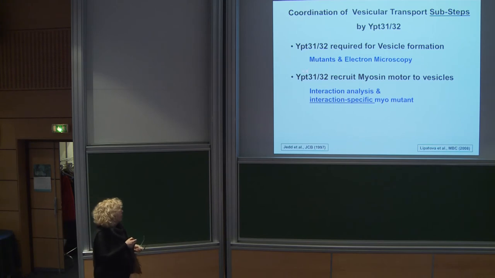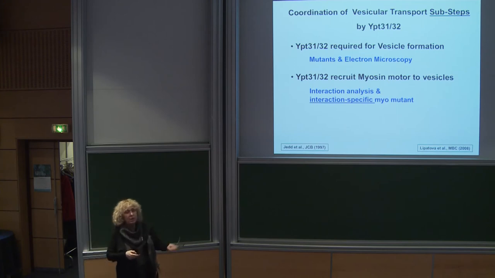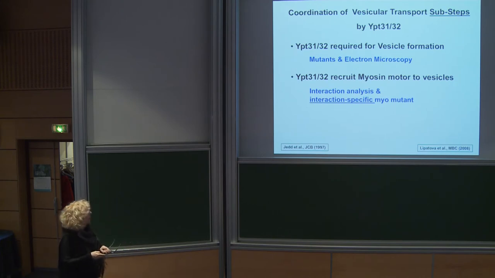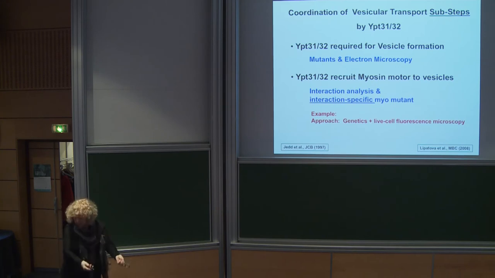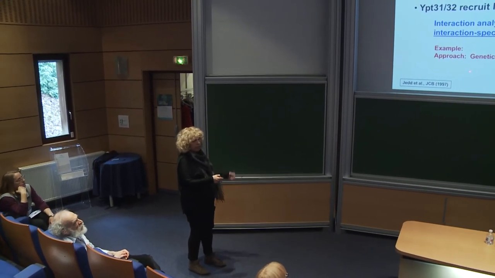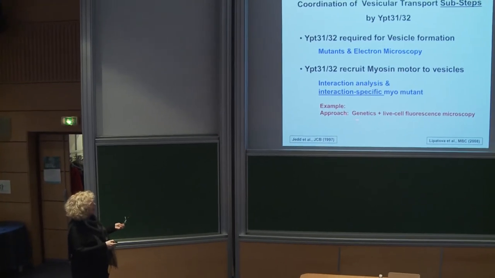We showed that YPT31/32 interacts with the myosin, and we made, because I think that this is crucial, an interaction-specific myosin mutant. Because myosin 5 can do many things, but we made a mutant that specifically cannot interact with YPT31 and 32. It can interact and do jobs everywhere else. It's a particular mutation in the gene, yeah? Yes, in the gene, but then it's also in the protein. It's still produced. So now we did the genetics, we replaced the myosin, we put it in cells, and now we follow what happens by live cell microscopy.